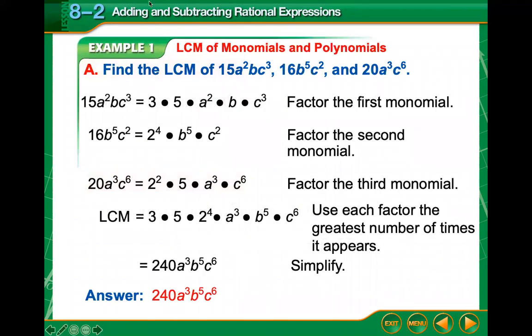Our first example is find the LCM of 15a squared b c cubed, 16b to the fifth c squared, and 20a cubed c to the sixth. We factor our first monomial and get 3 times 5 times a squared times b times c cubed. Next, we factor our second monomial and get 2 to the fourth, b to the fifth, and c squared. As a reminder, 2 to the fourth is the same thing as 16. Then we factor our third monomial and get 2 squared times 5 times a cubed times c to the sixth.